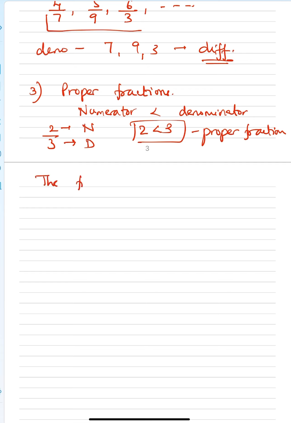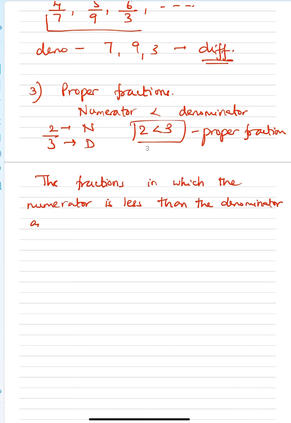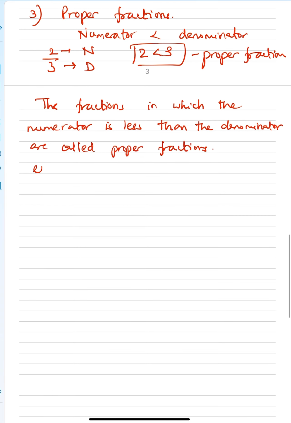That is, the fractions in which the numerator is less than the denominator are called proper fractions. Got it? Let me take some examples. They are 4 upon 8, 5 upon 9, 6 upon 11, 7 upon 13, and so on. Here numerators are less than the denominators.